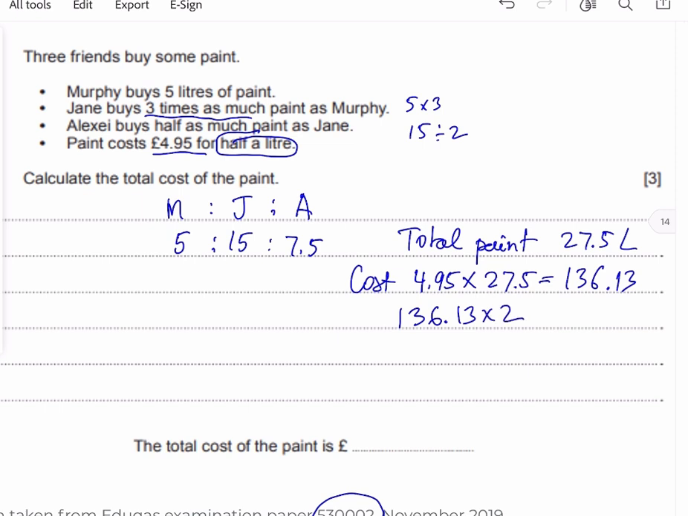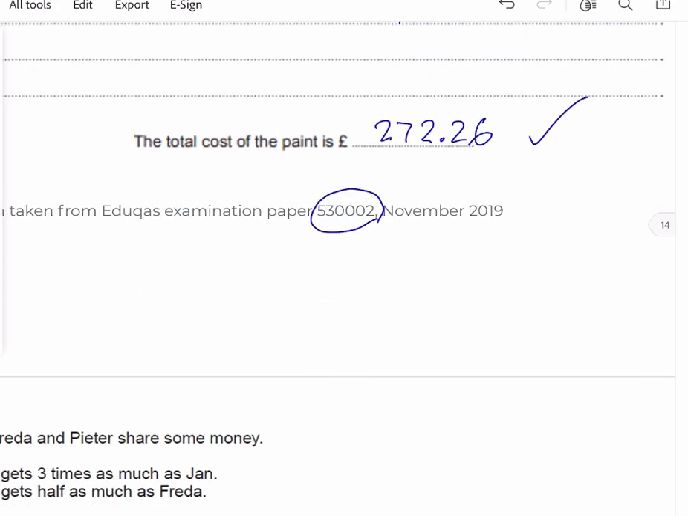Normally when you go to shops, you don't get prices like that. Something costs per half liter, it costs per liter. And this is probably my fault. I didn't read this properly, but you do. So the answer should be doubled. £272.26.